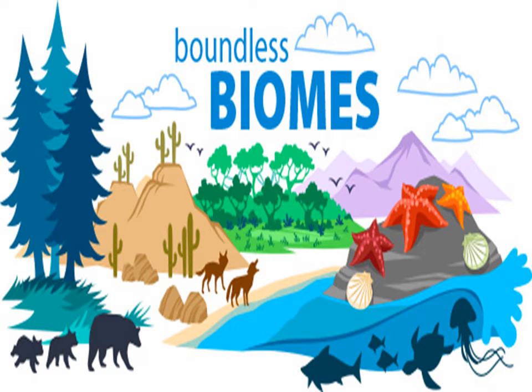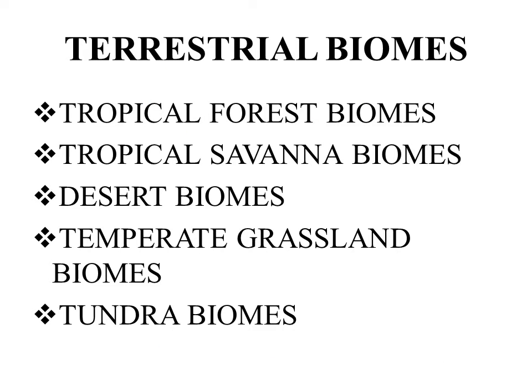Biomes. A biome is a geographically extensive ecosystem where all flora and fauna are found collectively. Biomes are defined by abiotic factors like relief, climate, soils and vegetation. They are classified into two broad categories: terrestrial biomes, aquatic biomes. Terrestrial biomes. Under terrestrial biomes: tropical forest biomes, tropical savanna biomes, desert biomes, temperate grassland biomes, tundra biomes.